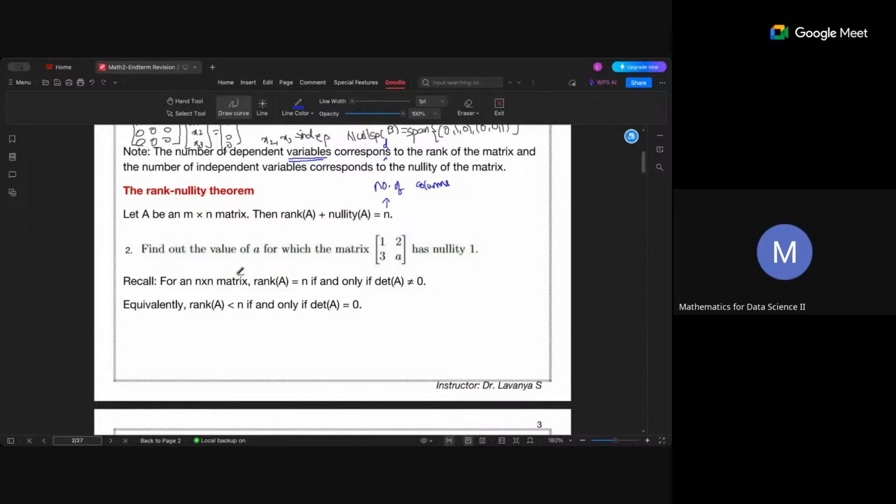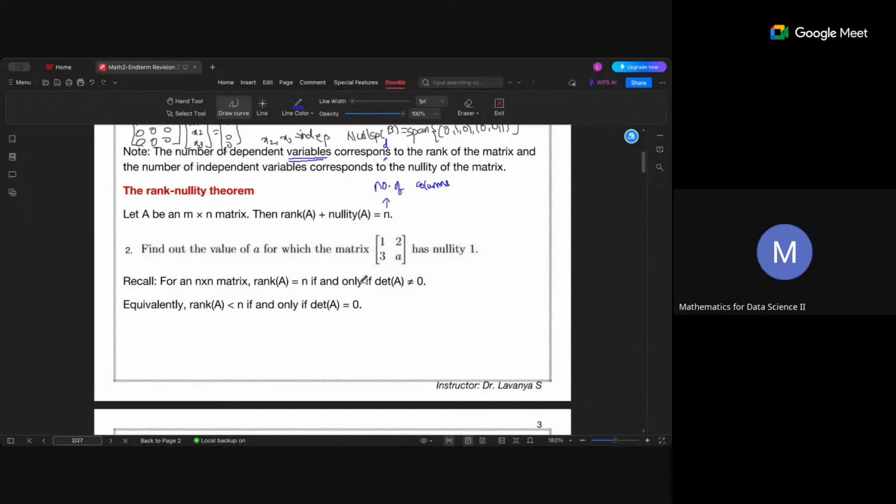Now look at this matrix. Find the value of A for which the matrix has nullity 1. So what is the way to do this? Making one row linearly dependent, that is one way. The other way is that the determinant should be 0.